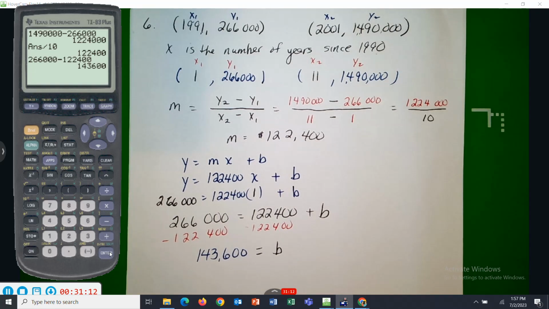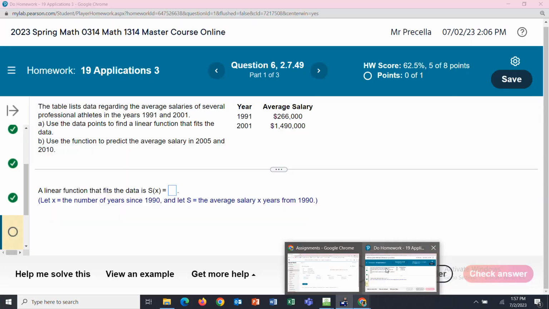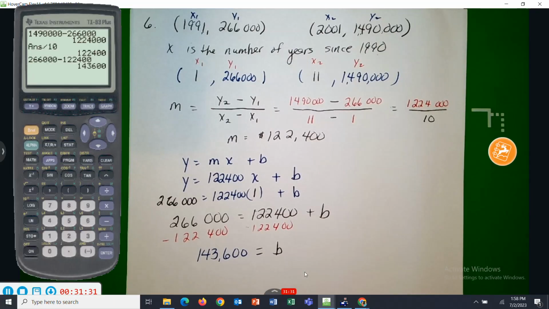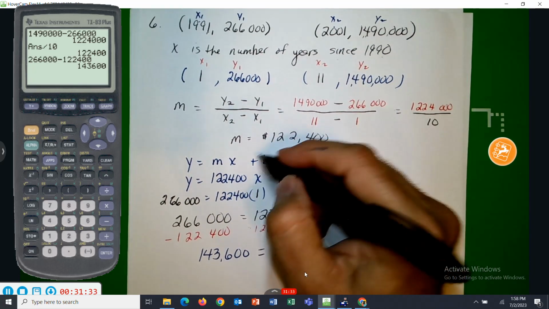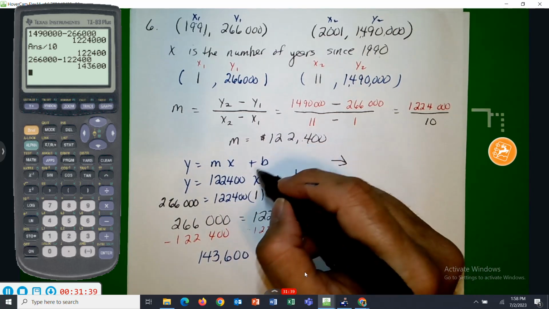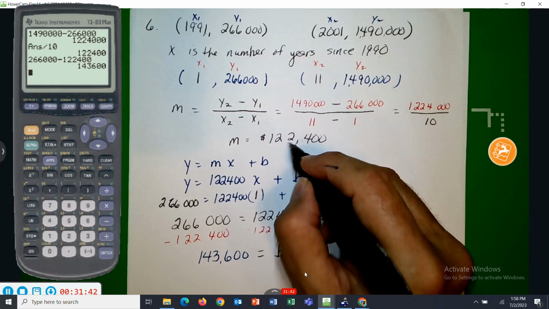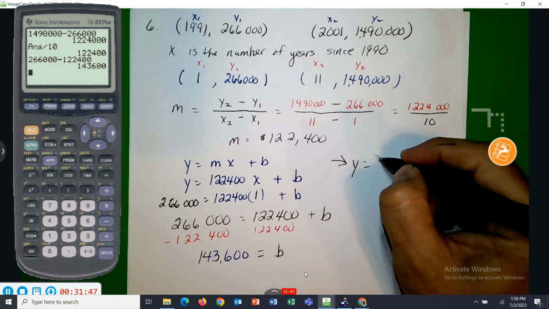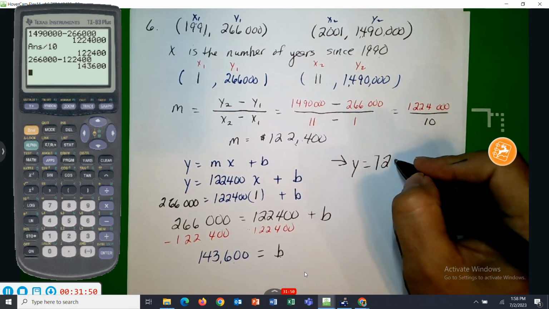So is that the answer you're going to type in? No. You want an equation. Okay? So the S of x is the y. So here's our equation. Back over here. The equation y equals mx plus b. We replace the m with 122,400. We replace the b with 143,600.